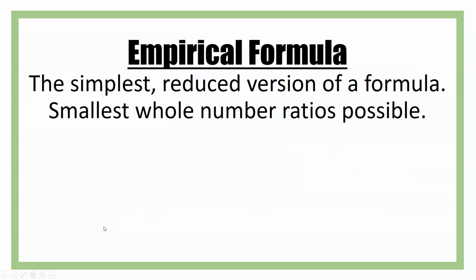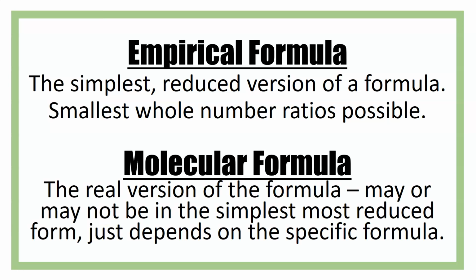Moving on, we're going to find out how to do empirical formulas. Empirical formula is the simplest, most reduced version of a formula, the smallest whole number ratios you can get. This may or may not be the real formula. Remember that we reduce ionic formulas down, but we don't reduce molecular ones, right? When they're covalent, we don't reduce them. So an empirical formula may not be the correct final molecular formula. You just have to check and see.